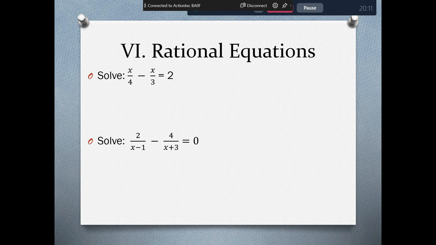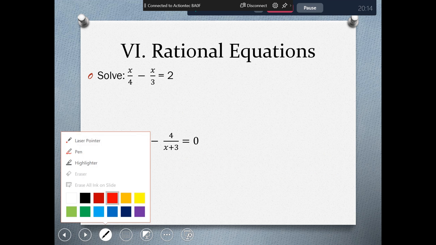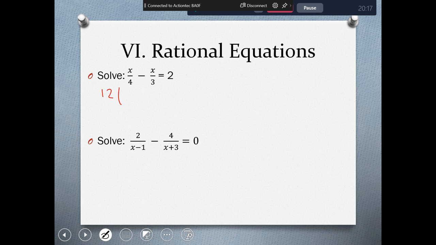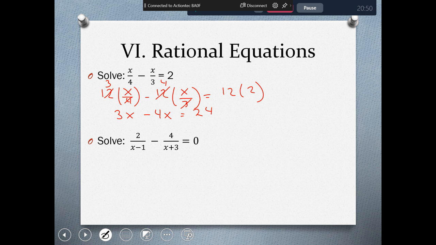So 12 times x over 4, 12 times x over 3, and 12 times 2. I would not skip the step of writing it all out. Our 12 and 4 reduces to 3, so 3 times x is 3x. Our 12 and 3 reduces to 4, so 4 times x is 4x. And then our 12 times 2 is 24.